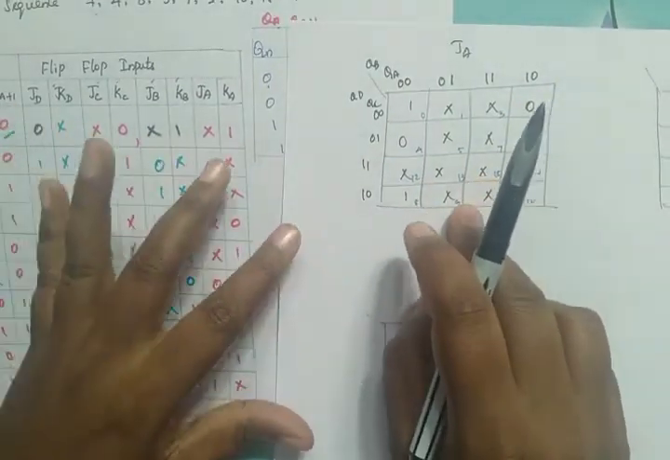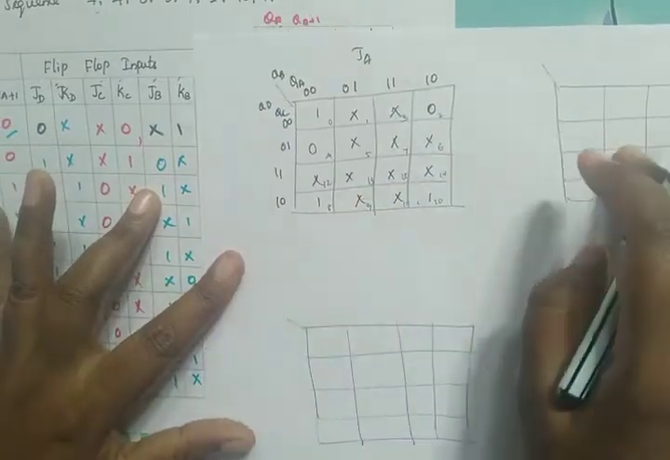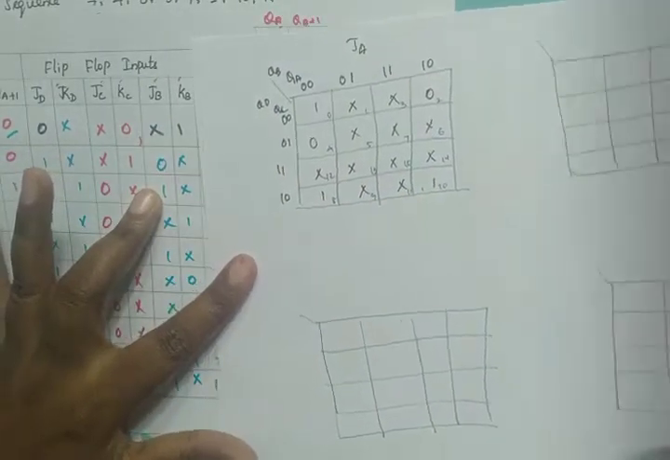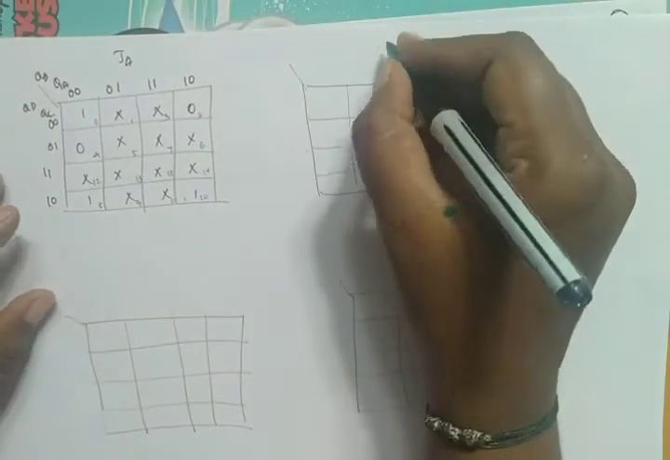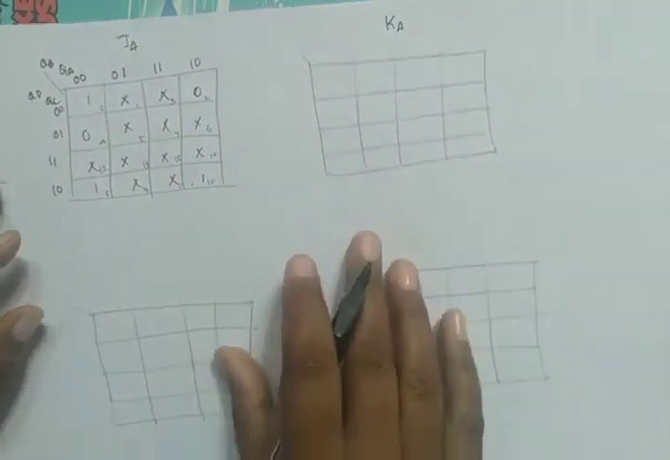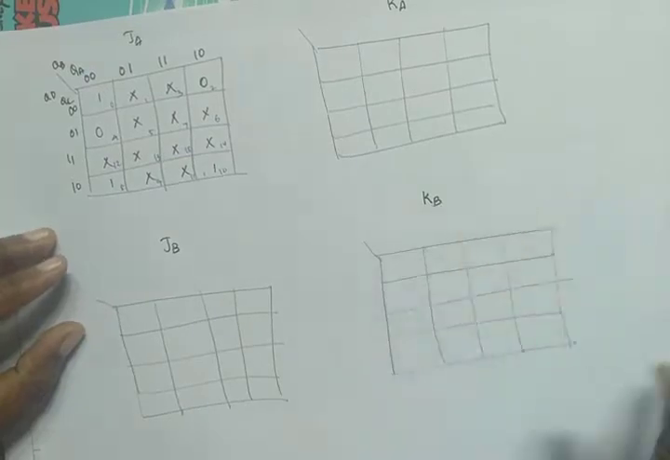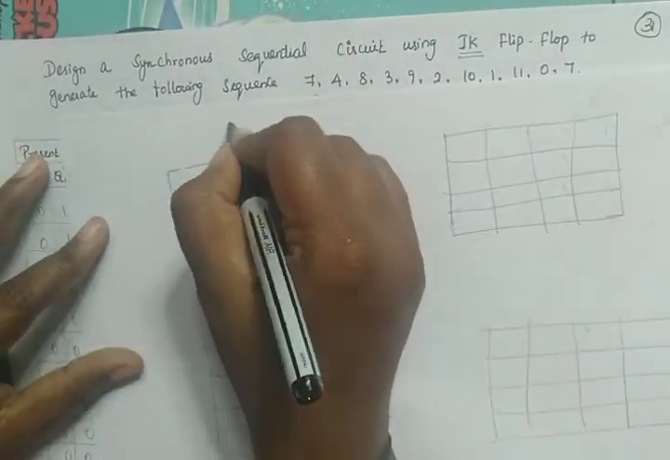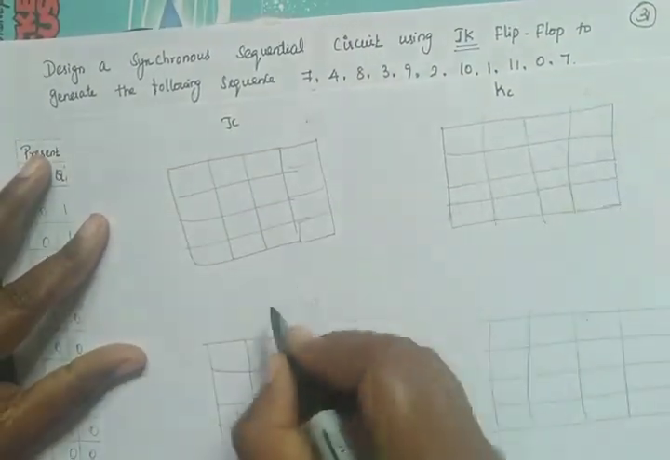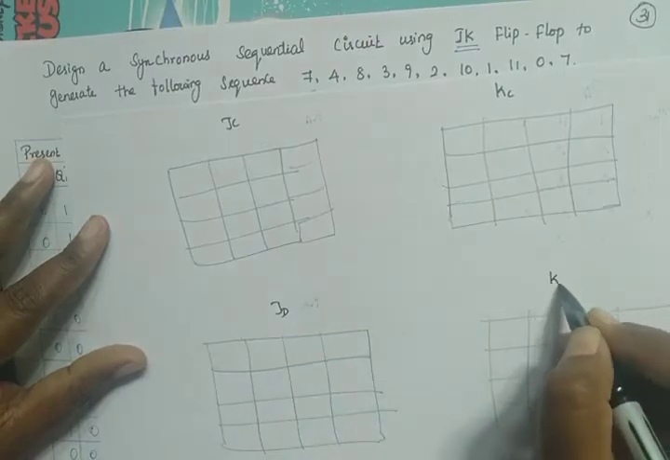This is for JA. Like this we have to fill JA, KA, JB, KB, then JC, KC, JD, KD. So that is what we are going to do now. This is JA, and here we have KA. Then here we have JB, KB, and here we have JC, KC, JD, KD. Now let us fill this table.